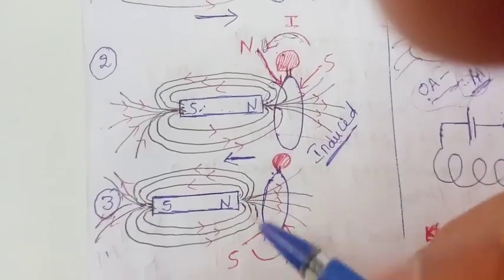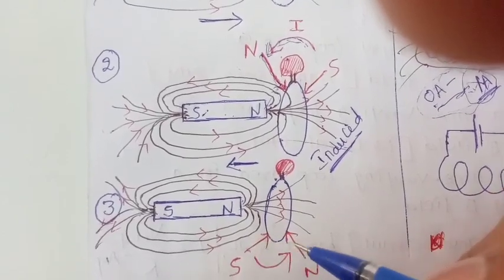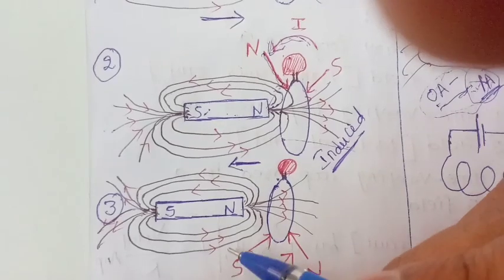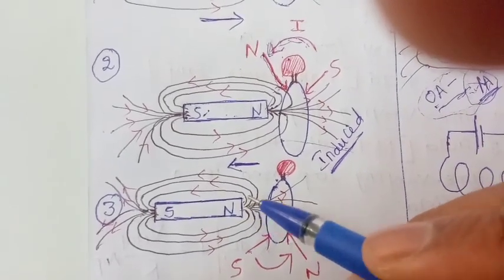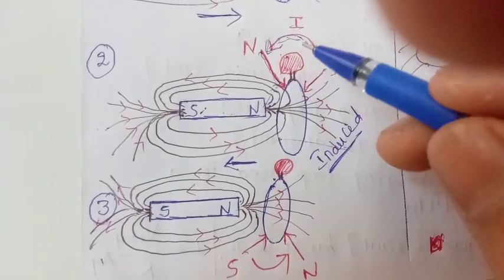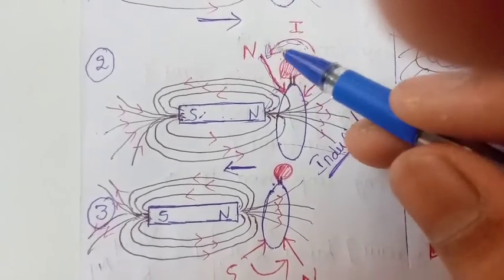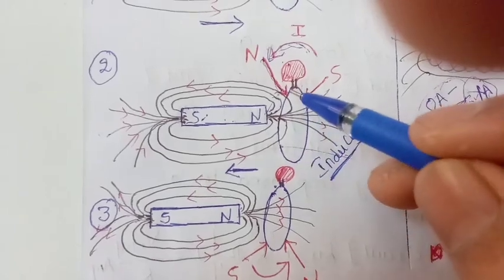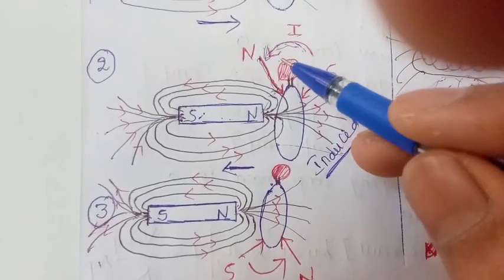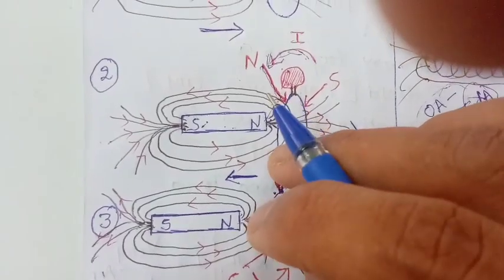In a similar manner, when the magnet moves away from the coil, this will act as a south pole and this will act as a north pole. The current is in the opposite direction. That means this south pole will oppose the change in magnetic field. It will attract the north pole. This is known as Lenz's law. Lenz's law states that the induced current produced in this circuit due to the change in magnetic flux flows in such a direction that it opposes the change in magnetic flux. Are you clear? This is Lenz's law.